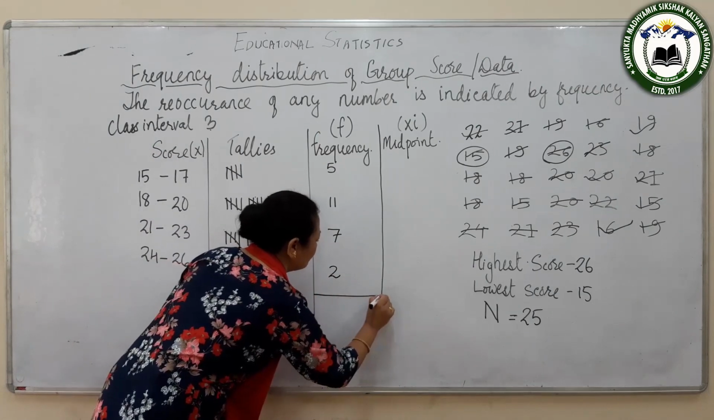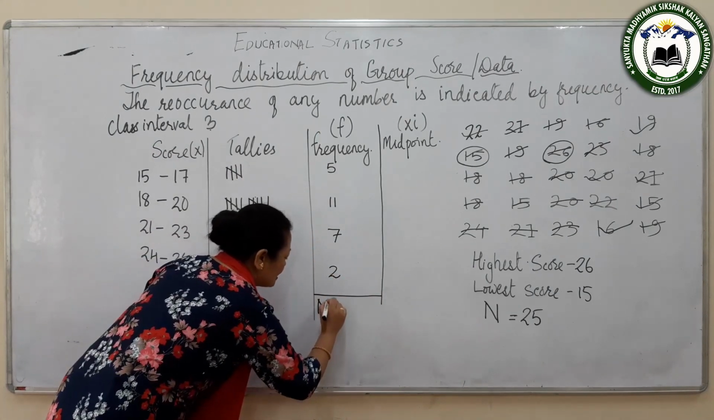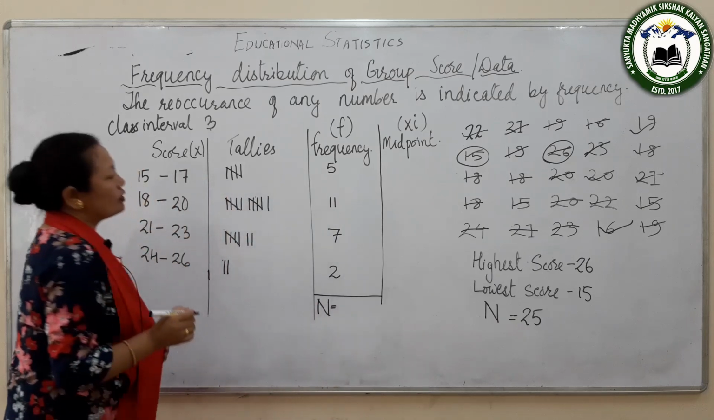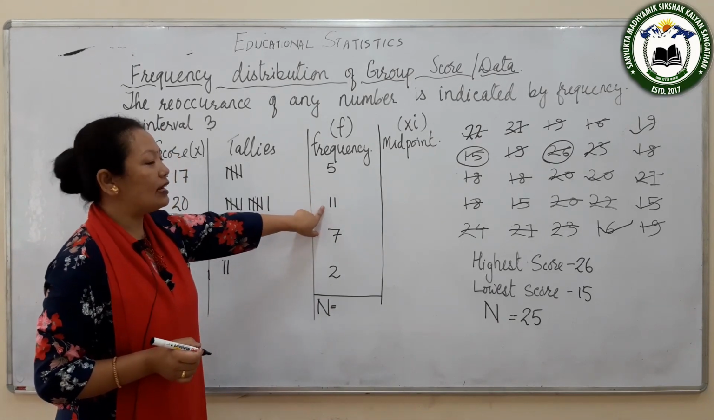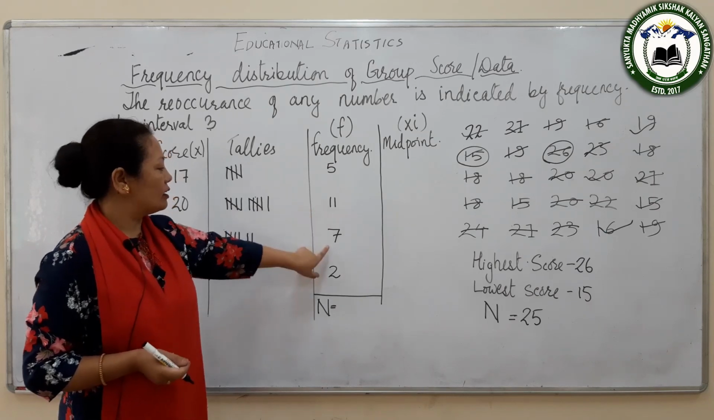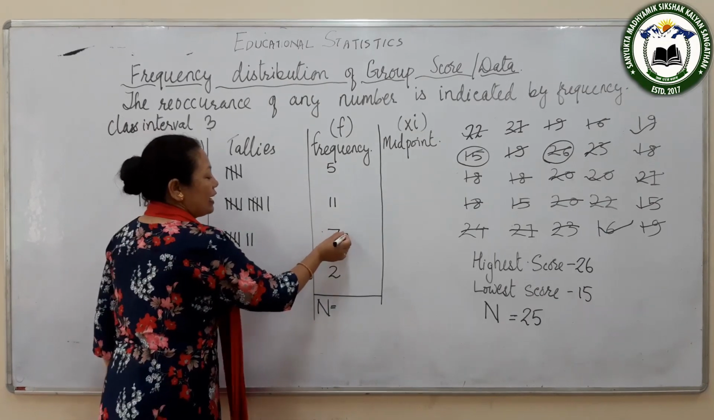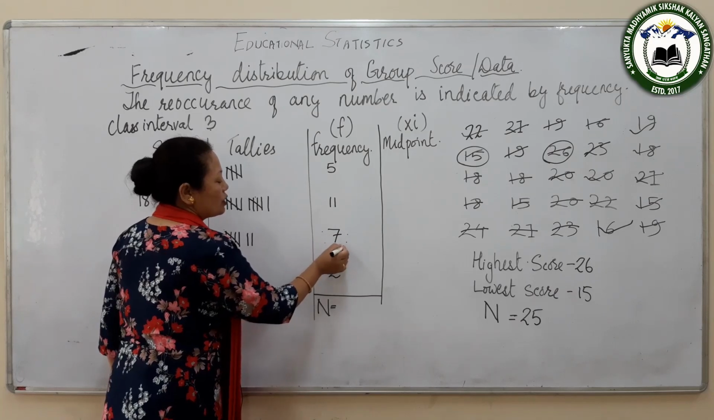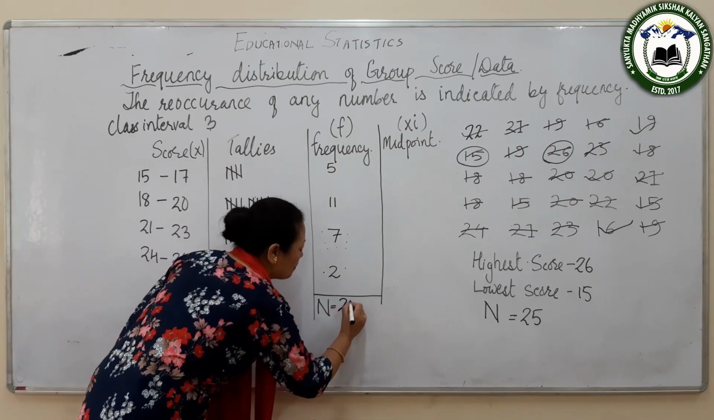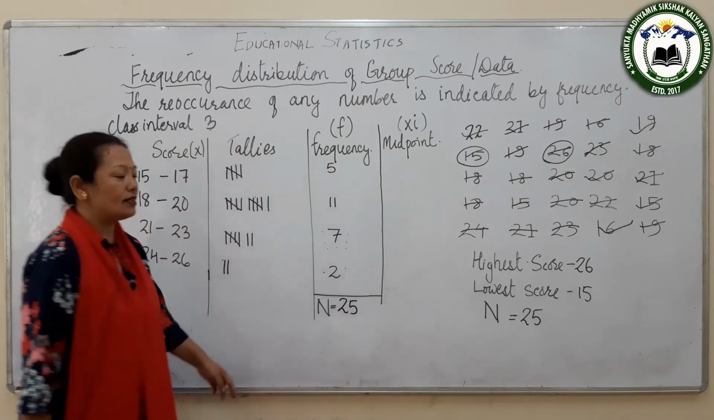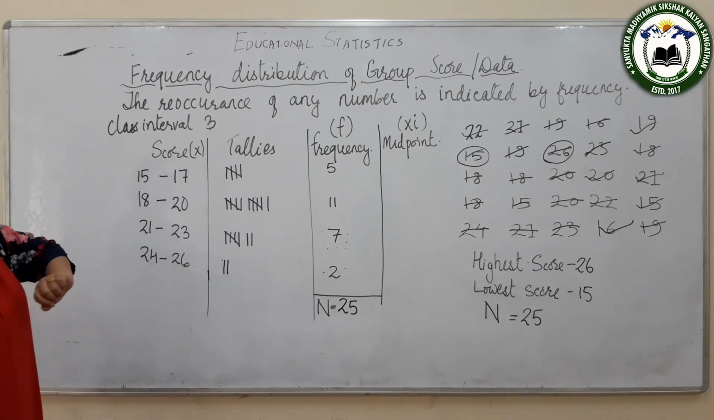Now this is capital N, which means the total number of the frequency. So 5 and 11 is 16. 16, 17, 18, 19, 20, 21, 22, 23, 24 and 25. So my total frequency is 25.